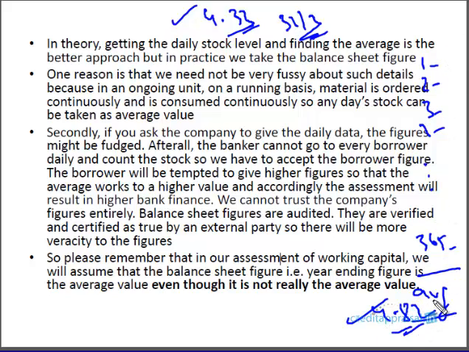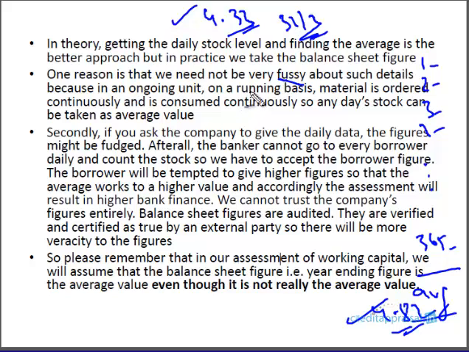Then you calculate the average and arrive accordingly. Can't you do that? The reason why we don't do that is, as a banker, you need not be very fussy about such details. See, in an ongoing unit, in a running unit which does business day in and day out, material comes in, production people take the material, material will be going in and out. Raw material from the supplier will be coming in and out. So on an average, this will be an average value, right? You need not be so fussy about it.